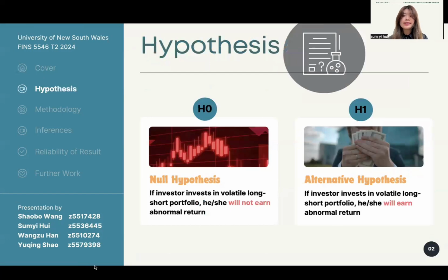The null hypothesis is that if the investor invests in a volatile long-short portfolio, he or she will not earn a normal return. In the meanwhile, the alternative is that they will earn a normal return.